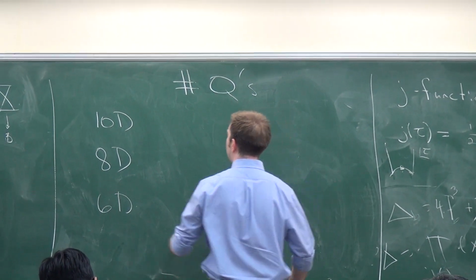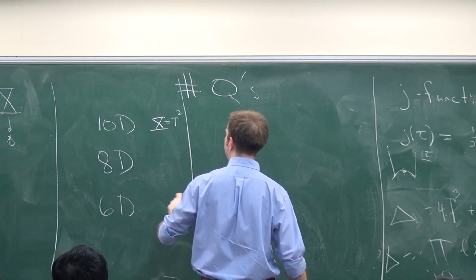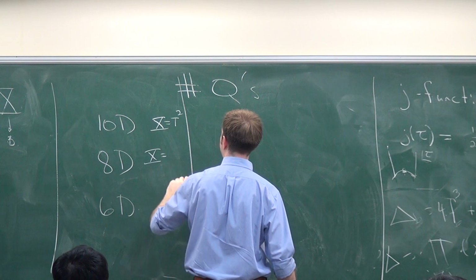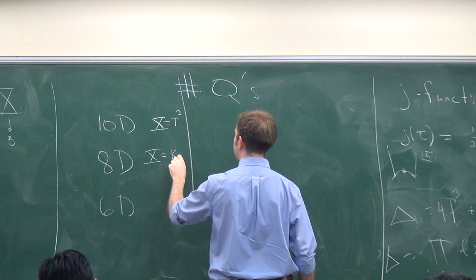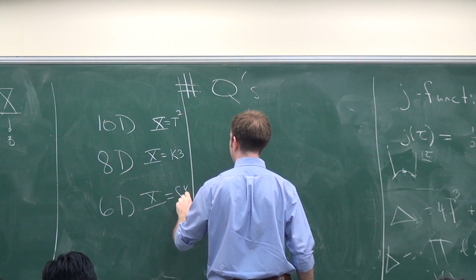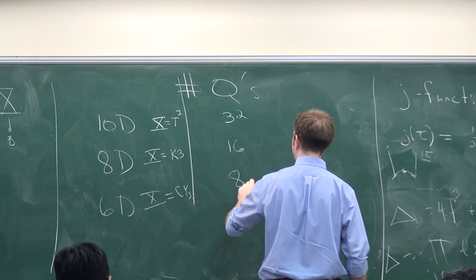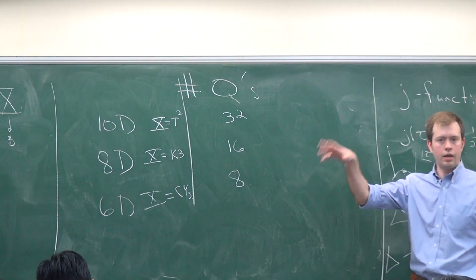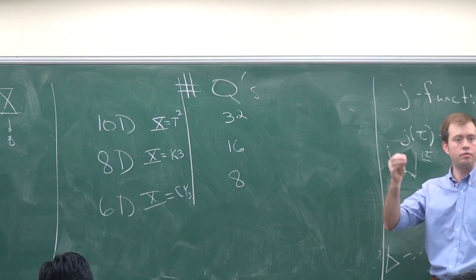What can we take? Let's take X to be a Calabi-Yau twofold. This is sometimes known as a K3 system. There's not too many of them. In 6 dimensions, take it to be a Calabi-Yau twofold. And the number of supercharges is 32, 16. Basically, the rule of thumb is that as you go down on an appropriate Calabi-Yau, you reduce the number of supercharges you get by a factor of 2 each time.